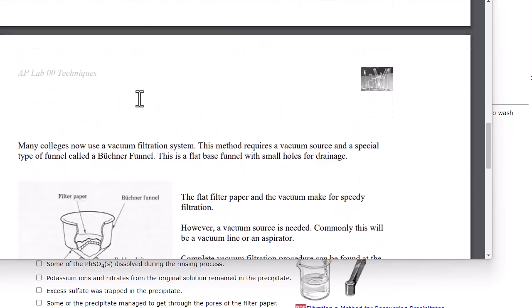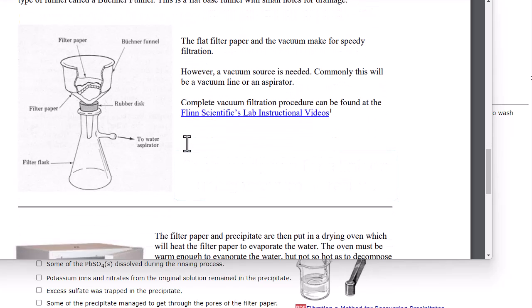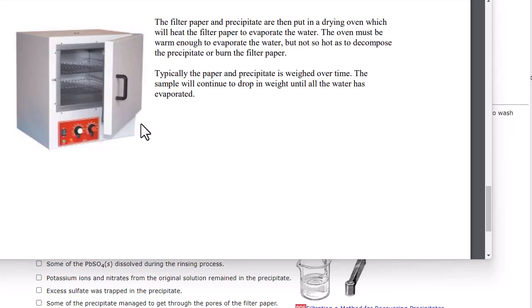In the meantime, there are other things that are a lot more expensive where you use a vacuum and you've got a funnel here that is made out of porcelain or glass, and then you have a circle, and this thing has holes in the bottom, and you end up using a vacuum to draw this stuff through, but still you end up drying some filter paper. Again, this is going to vary from school to school and their equipment. And here's what typically they'll use to dry the filter paper: an oven that's just warm enough to get rid of the water, but not set the filter paper on fire.